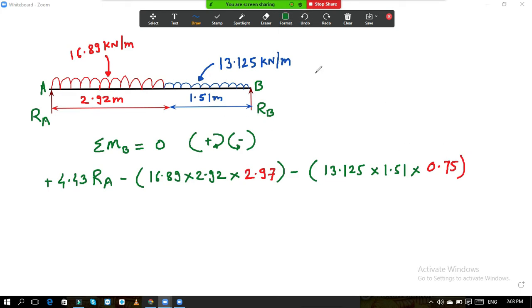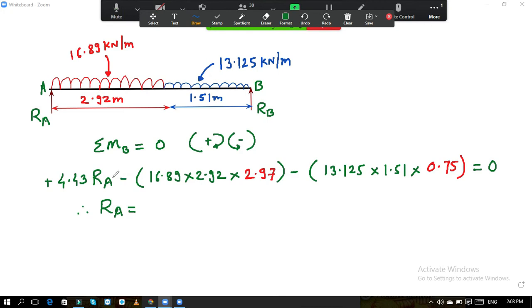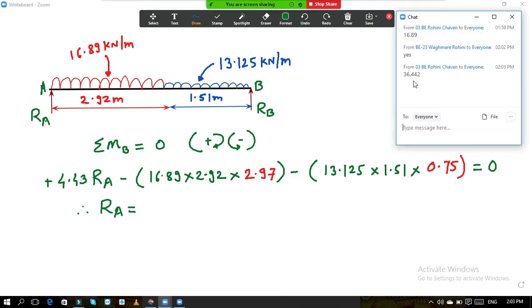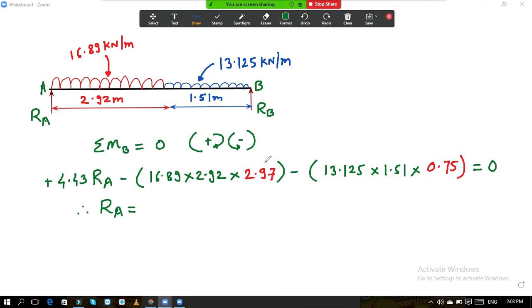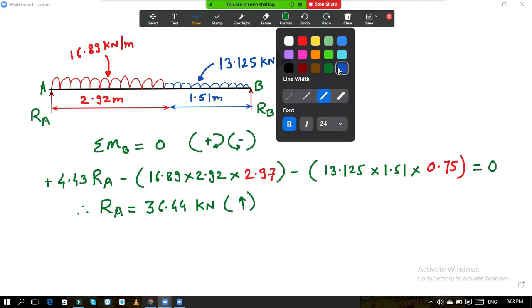This UDL is also over. And then what is the moment of RB? It is 0. So if you solve this, you will get the value of RA. Let me know the answer. 36.44. Okay, so RA is 36.44 kilonewton. As we got a positive answer, it is moving up.